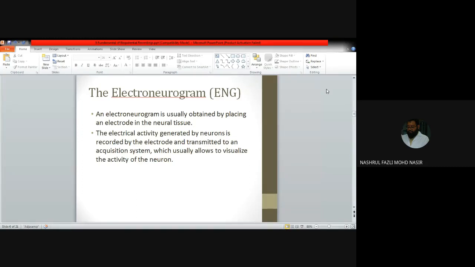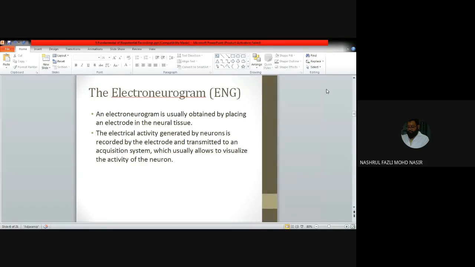So these are the important things that you have to understand. In the neuron, what happened there? Electrical activity. What do you have? Electrode. What does this electrode do? Record what the activity is that is happening.